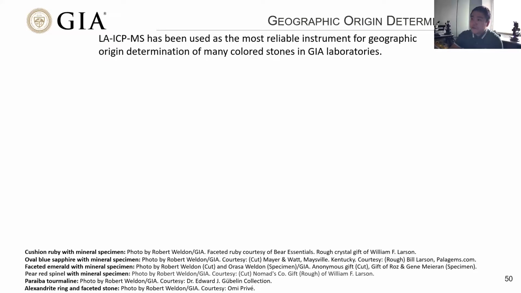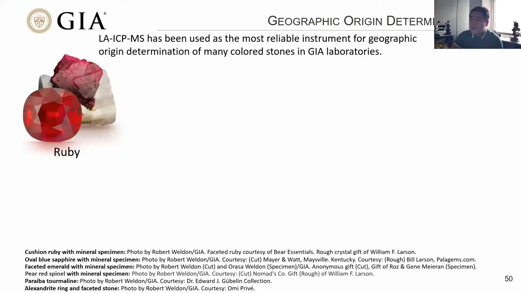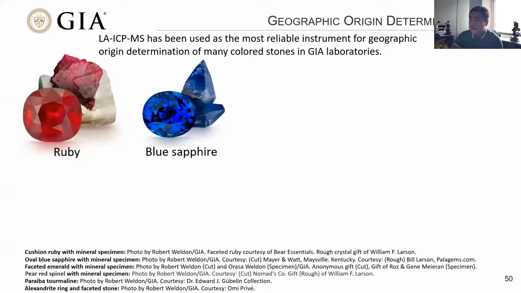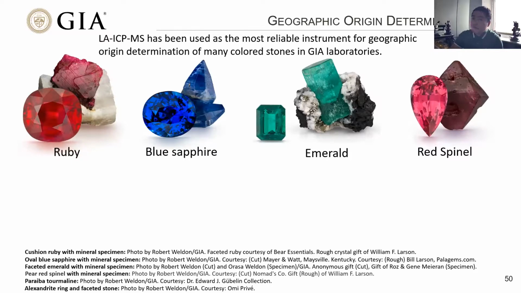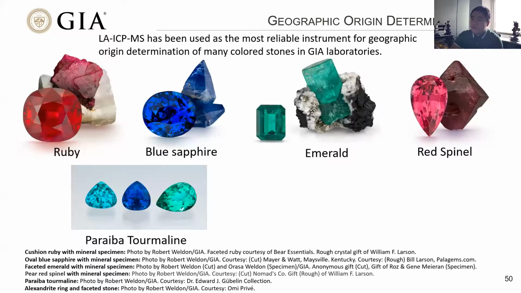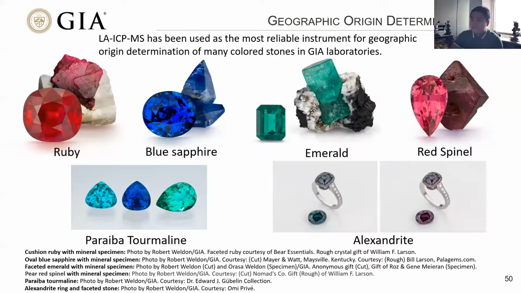LA-ICP-MS has been used as the most reliable instrument for geographic origin determination of many colored stones in GIA laboratories. GIA colored stone identification and origin reports are available for ruby, sapphire, emerald, red spinel, Paraiba tourmaline, and alexandrite.